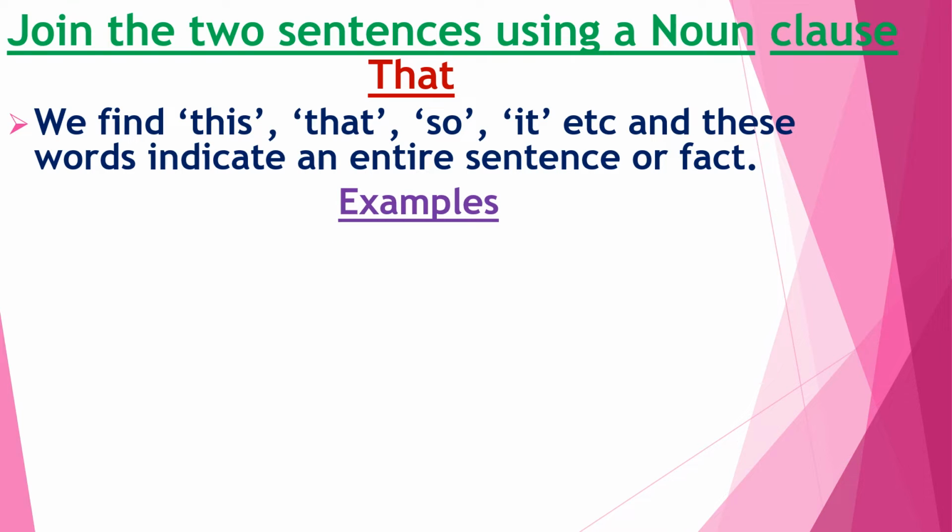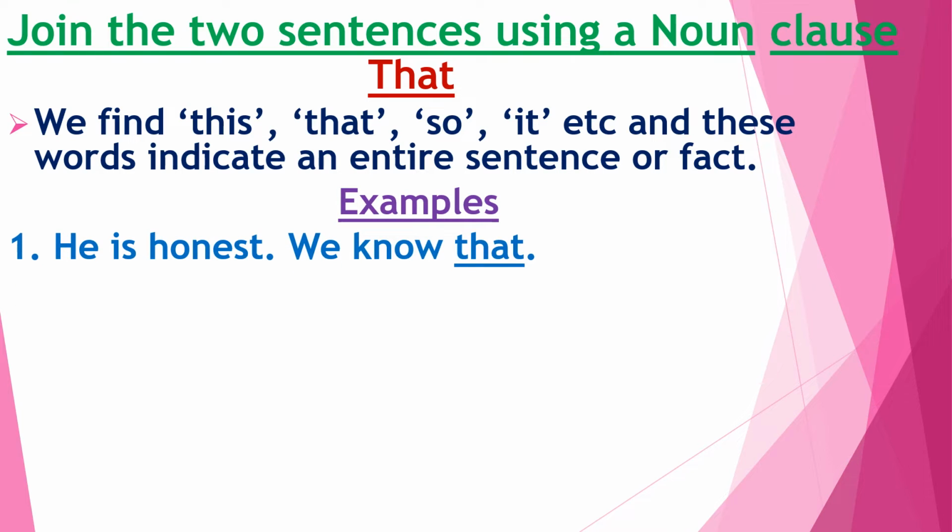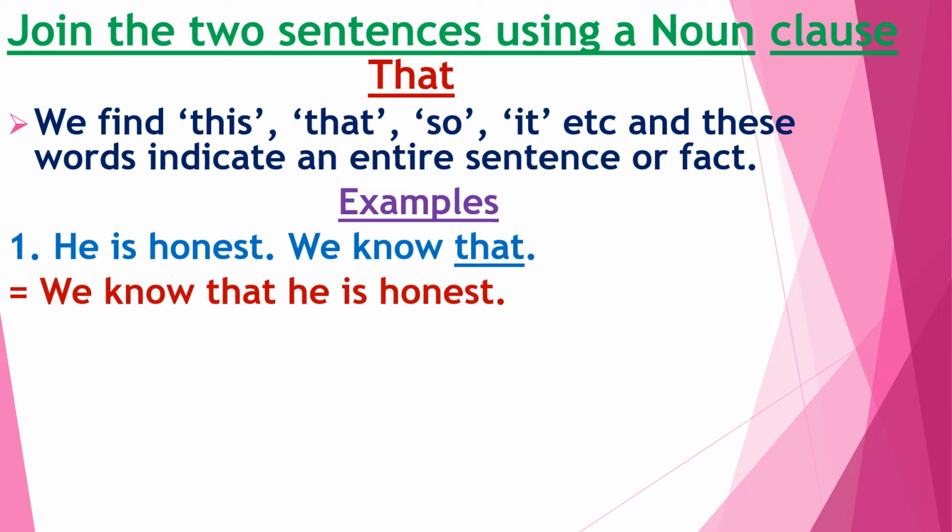Now see some examples. He is honest, we know that. Look at the second sentence, we know that. In this sentence we find "that," and this "that" indicates the entire sentence "he is honest." That's why we can join these two sentences by using "that." At first we need to use the second sentence where we find "that." So we use "we know that." Then we use the first sentence, "he is honest."